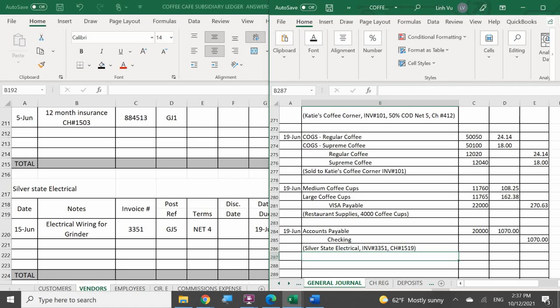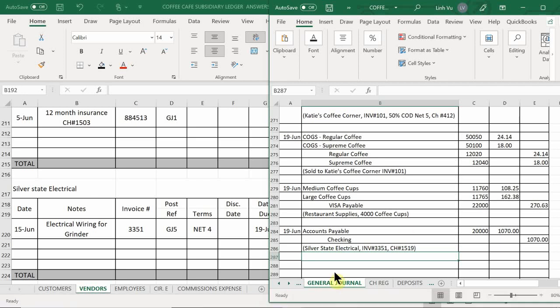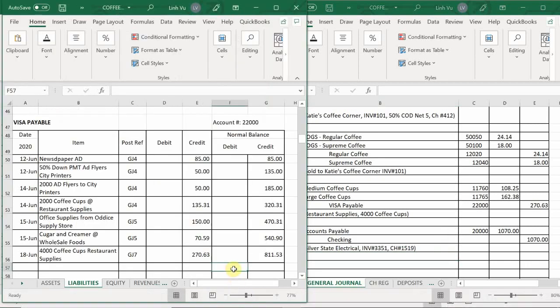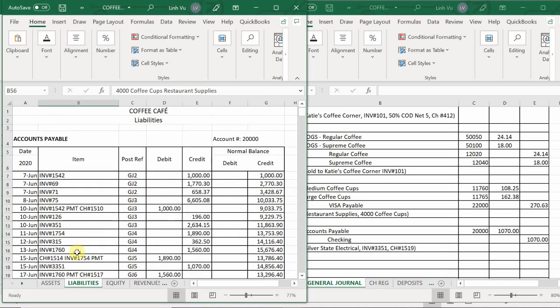So we have to update the ledger. Yes, we need to update the ledger, yes. Okay. Update the subsidiary ledger? No? Yes, we will update the subsidiary ledger after the ledger. Later.